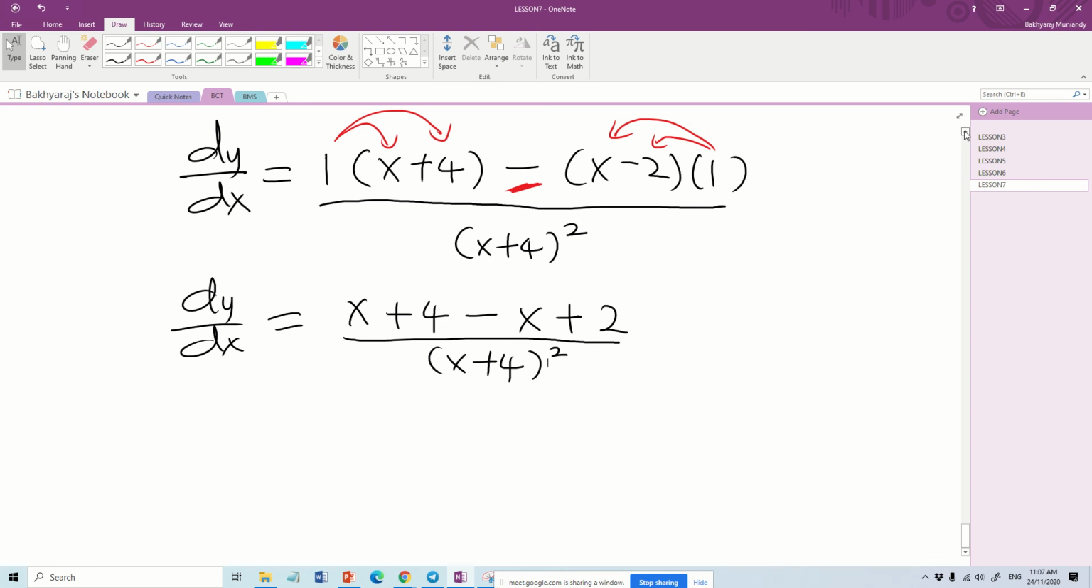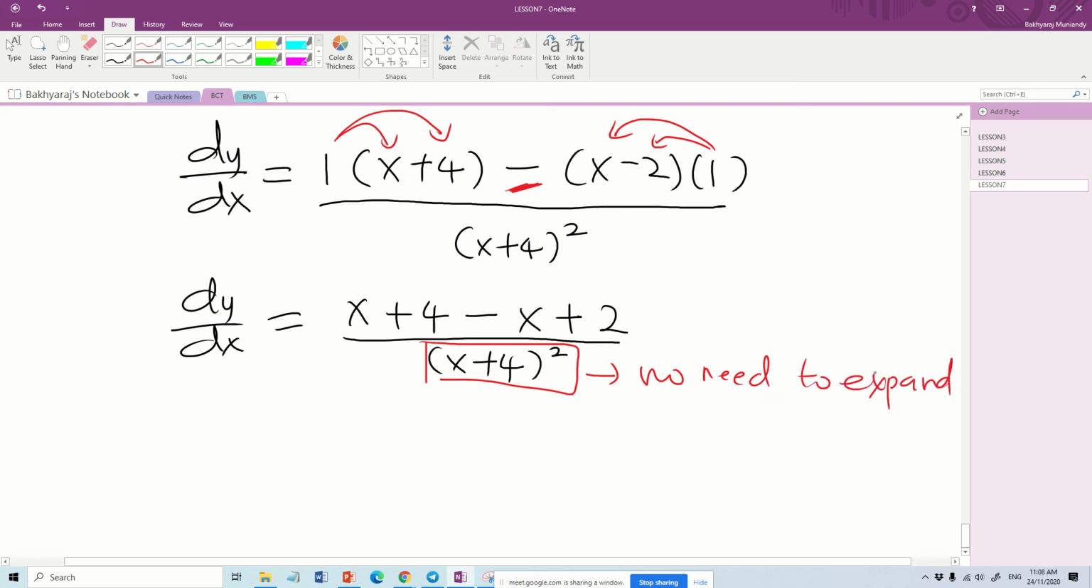Okay, so what is the last answer? Yang ni square ni, yang ini tak perlu kembang, let it be like this. No need to expand. Biar macam tu saja, x plus 4 power of 2. And we go for the last answer. Answer is, x minus x becomes 0, 4 plus 2 is 6. So 6 over x plus 4 power of 2.